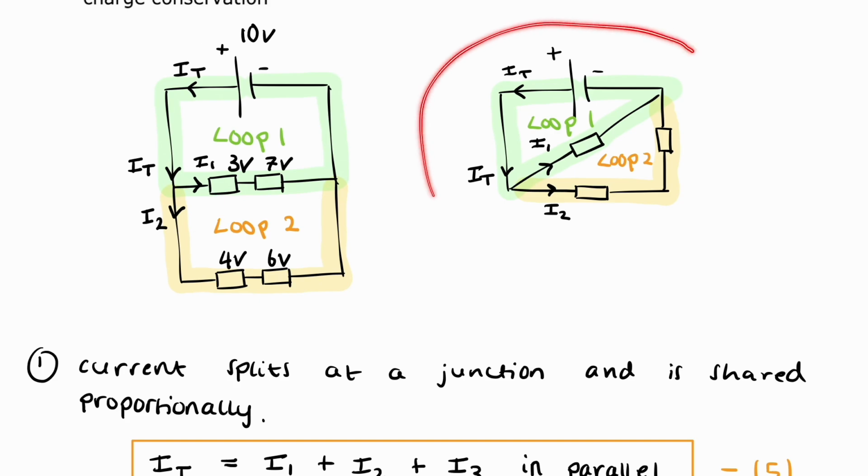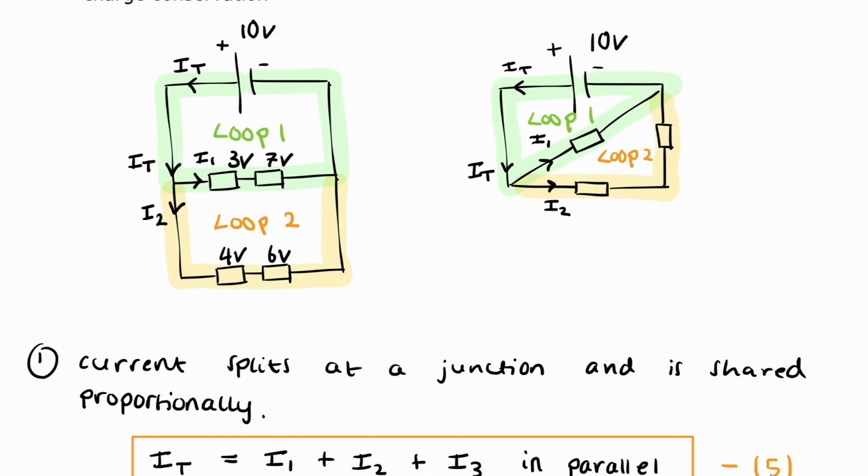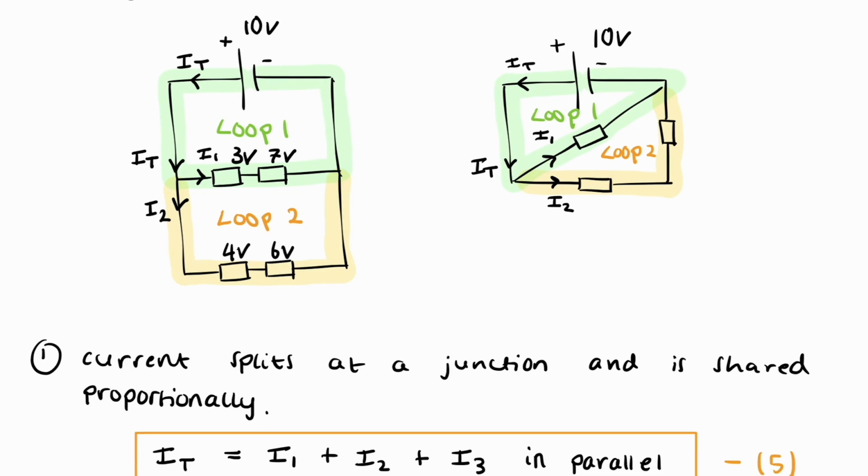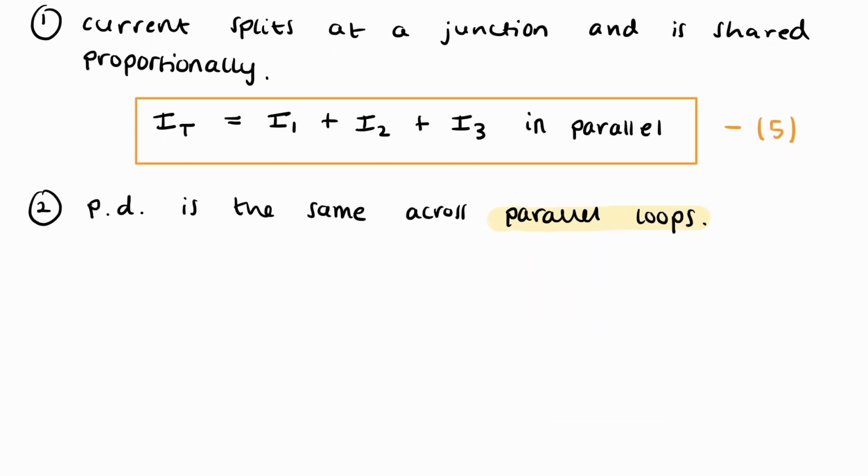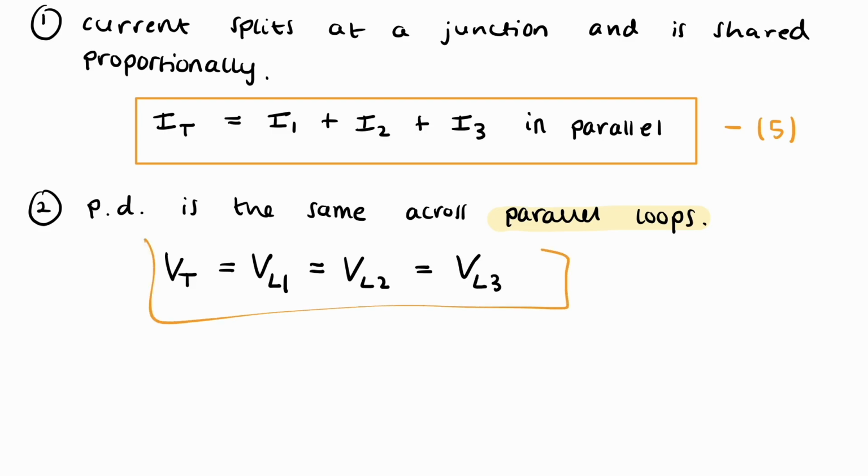And then the same thing for the second circuit. If we have a 10 volt cell, the first loop must also receive 10 volts, but we've only got one resistor, so that's going to be 10 volts. The second loop must also receive 10 volts. So we could have 6 volts across this resistor and 4 volts across this resistor. Mathematically, we can write this as the total potential difference is the same as the potential difference in loop 1, is the same as the potential difference in loop 2, and if we had a third loop, loop 3. And I'll call that equation 6.